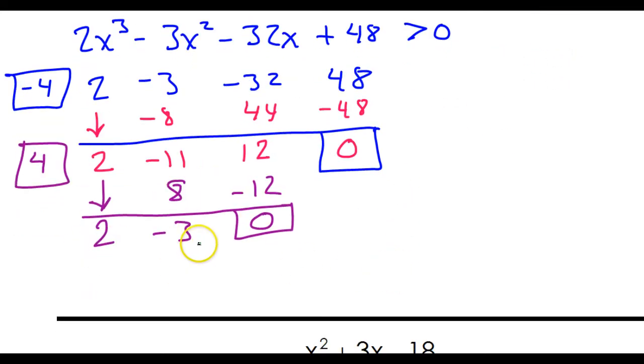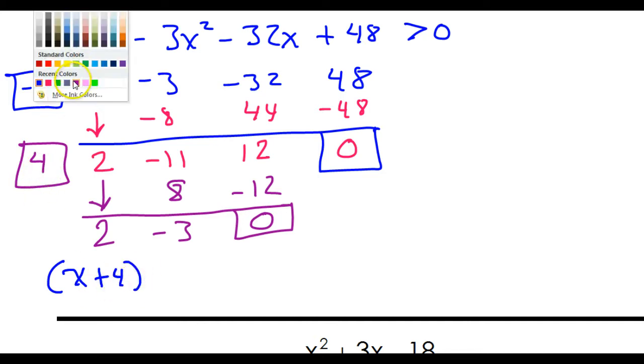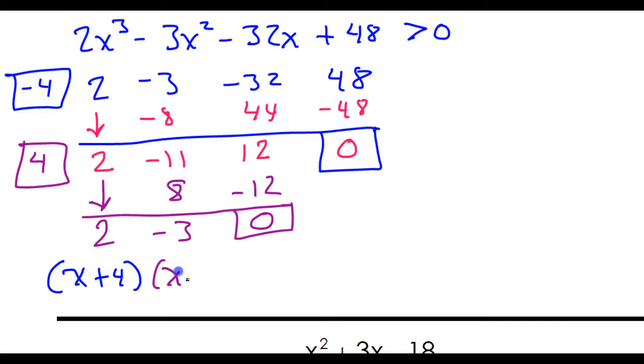So here's what's left of my polynomial. If I were to factor this thing, see that negative 4? That means x plus 4 is a factor. See this positive 4 right there? That means x minus 4 is a factor. Now see the rest of this stuff right here?